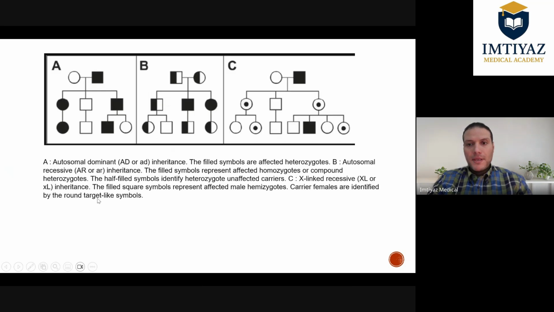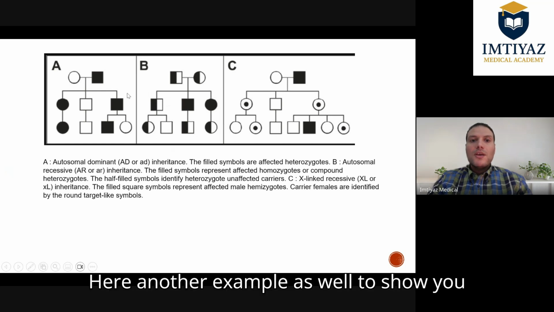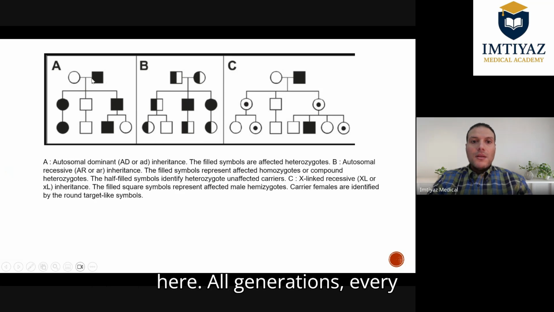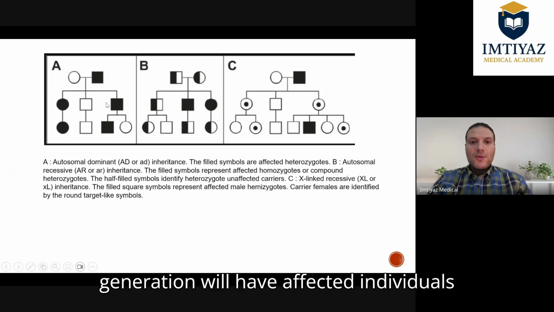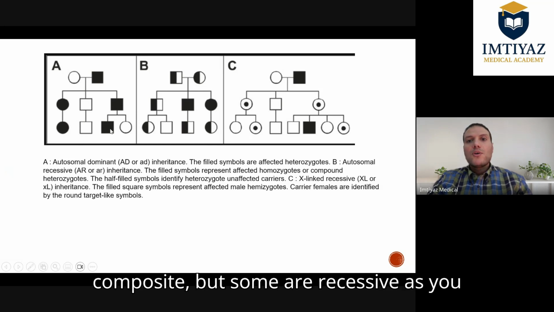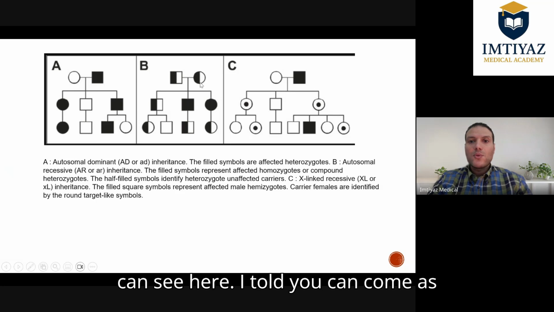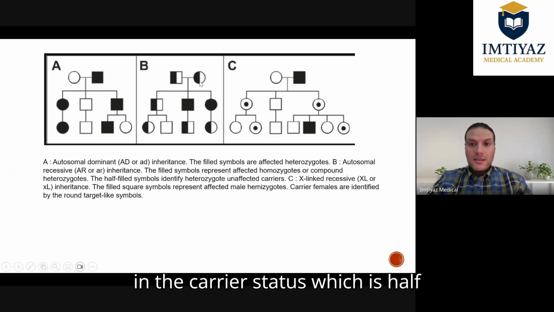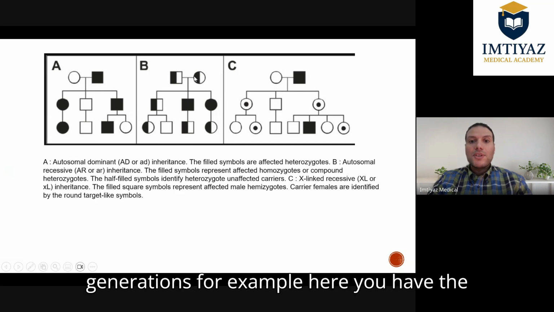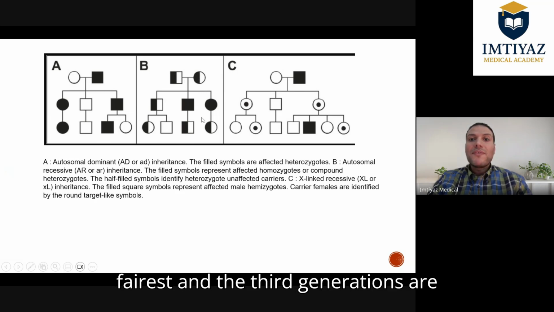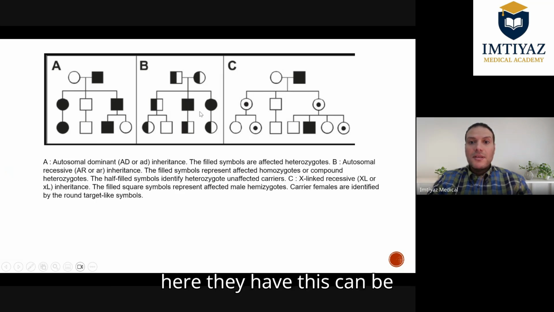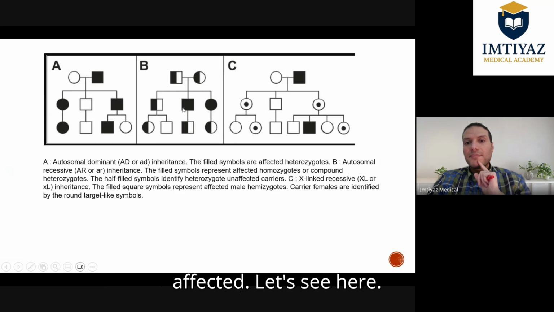Okay. Here, another example to show you autosomal dominant. As you can see here, in every generation there are affected individuals, it can affect males and females, and the males can pass it. Autosomal recessive, as you can see here, I told you, can come in the carrier status, which is half shaded, or even normal. So skip generations. For example, here the first and the third generations are skipped, they don't have disease, but here males can be affected.